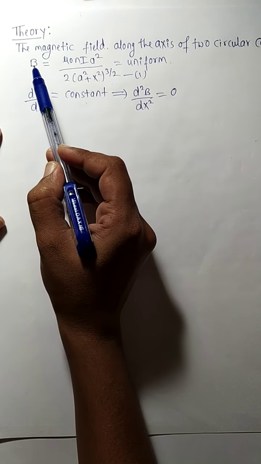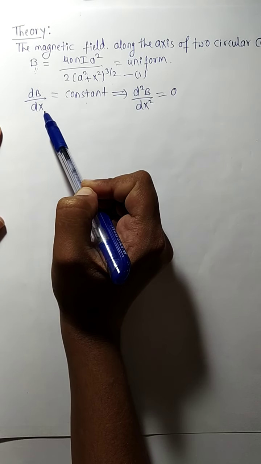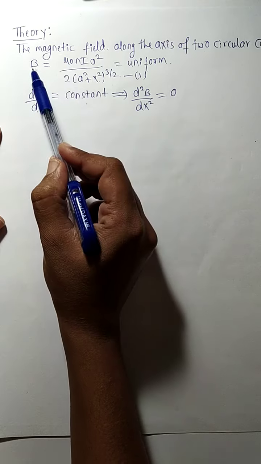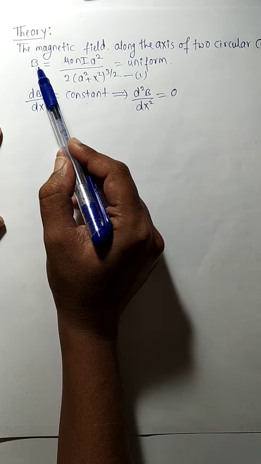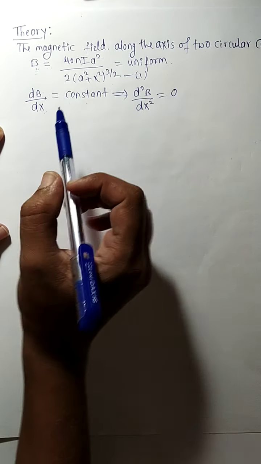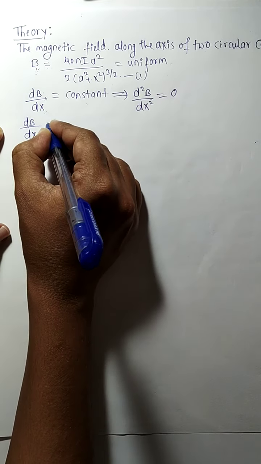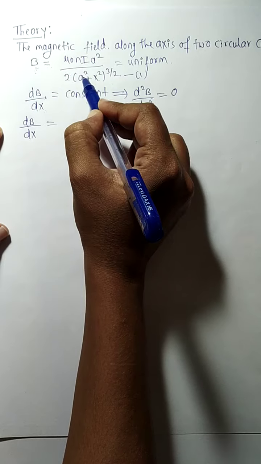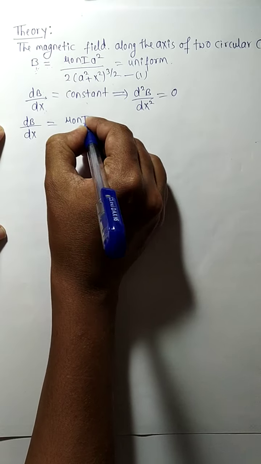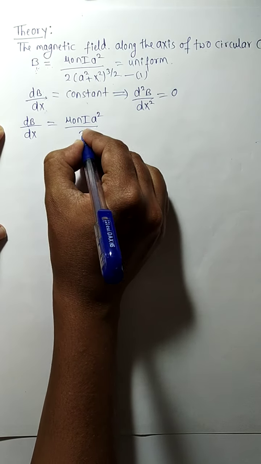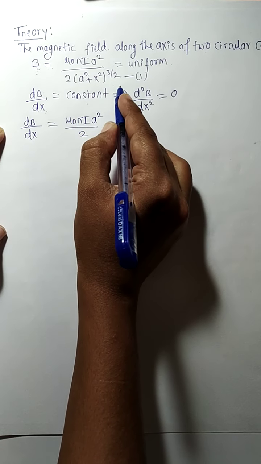Now our job is to differentiate this two times. The first differentiation gives dB by dx, which is a constant quantity, and if you differentiate again, you will get 0. So in the first step I will differentiate this one. What will I get? As we know, dB divided by dx is equal to, the differentiation of this constant quantity, I will write as it is, that is mu naught N i a square divided by 2. It is a constant quantity. What is remaining is a square plus x square raised to 3 by 2.